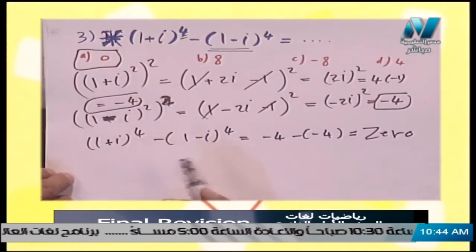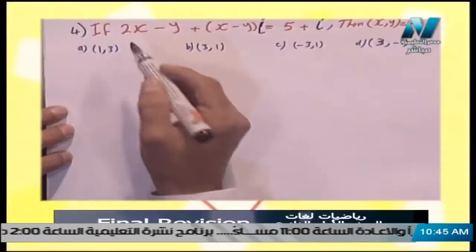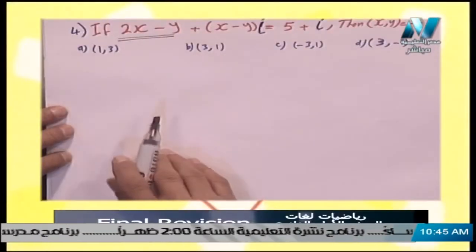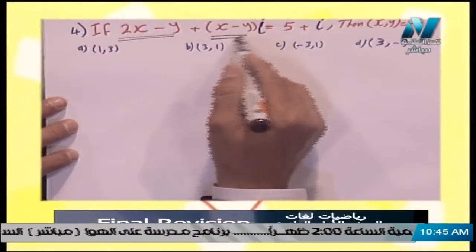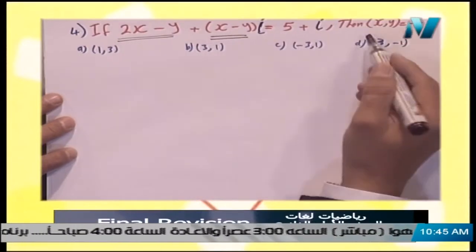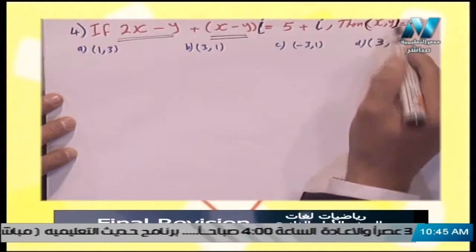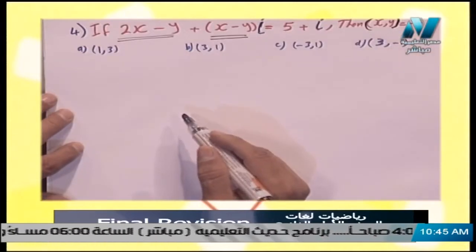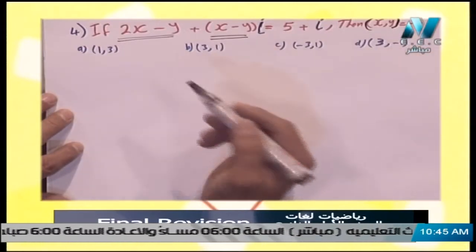Okay, we have also another question related to complex numbers and imaginary numbers. We have here (2x minus y) plus (x minus y) i equals 5 plus i. Then what are x and y? We would like to find out x and y.